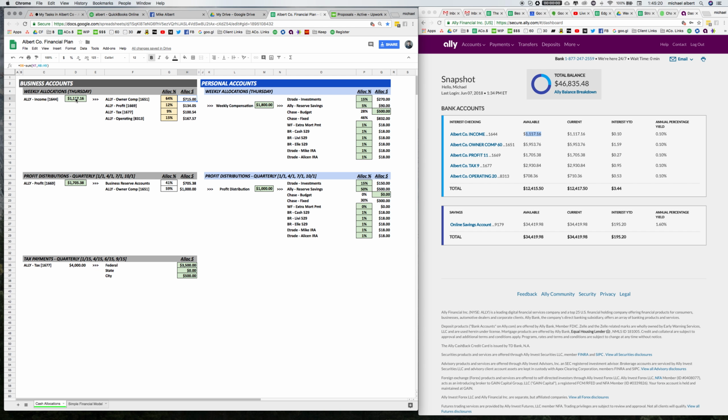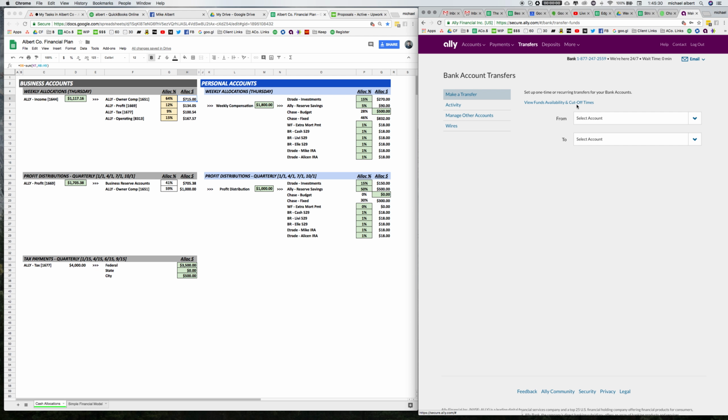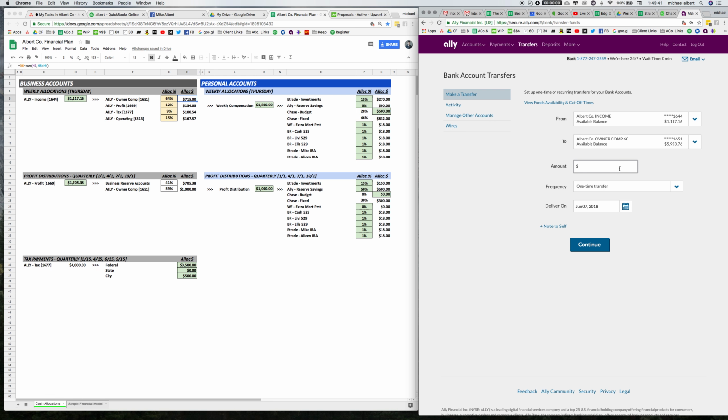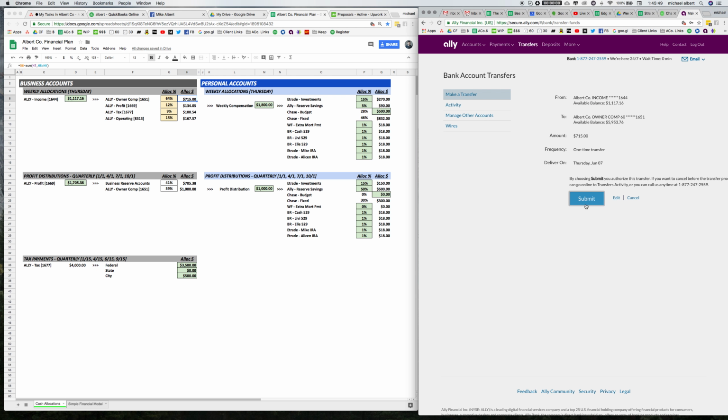So starting balance today for the income account is 1117. Definitely below where I want it to be, but there are good weeks and bad weeks. So to start, we're going to transfer from the income account to our owner comp account, 715. Submit.